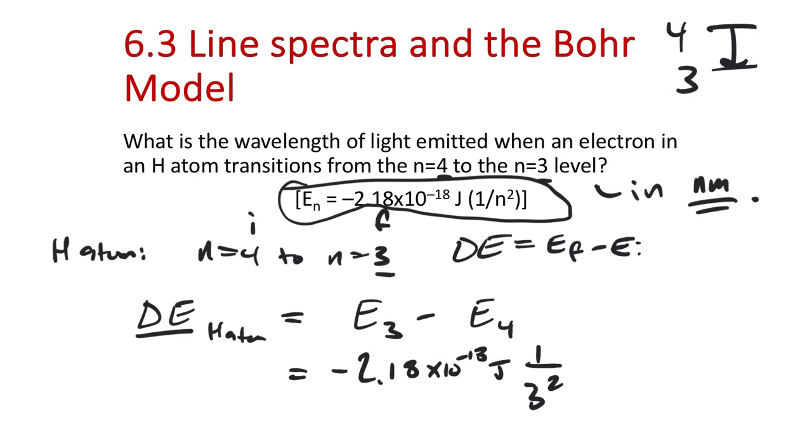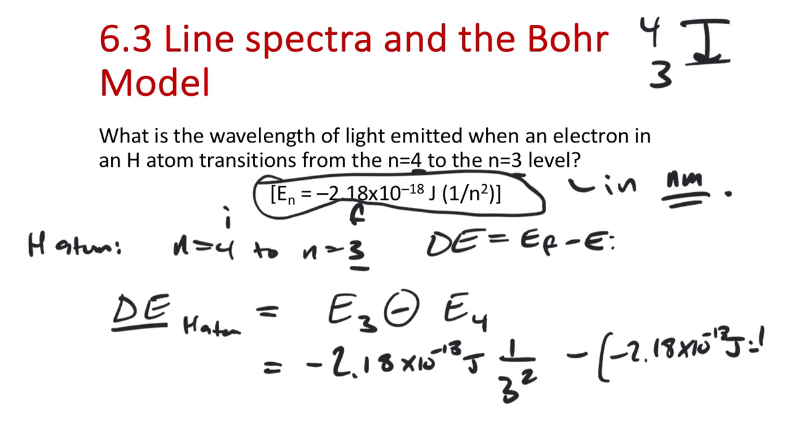squared, and then minus negative 2.18 times 10 to the minus 18 joules, times 1 over that n value squared of 4. I just try to do the negative signs also. Negative 2.18 e minus 18 divided by 9, and then minus negative 2.18 e minus 18 divided by 16.